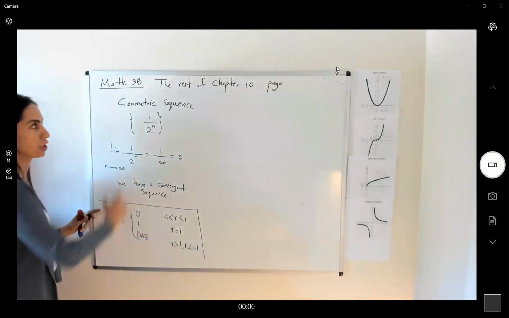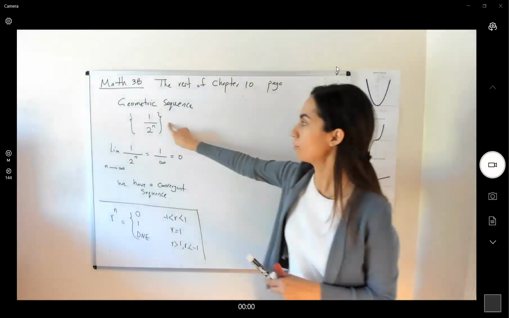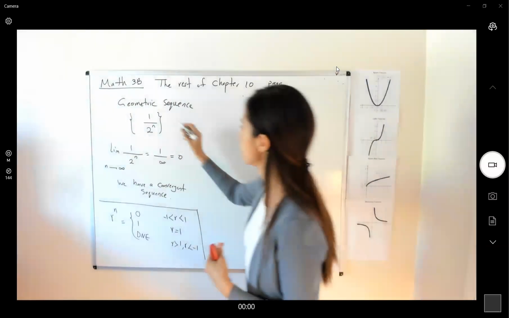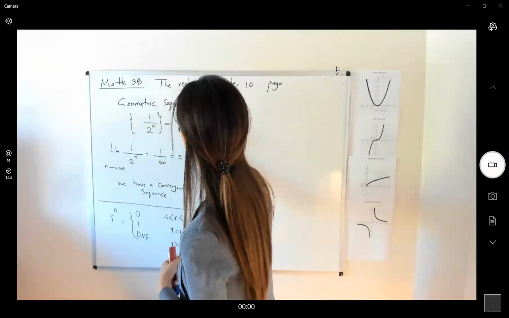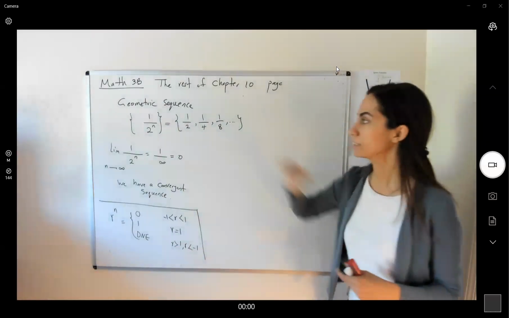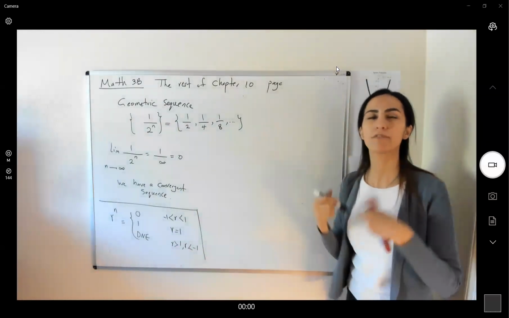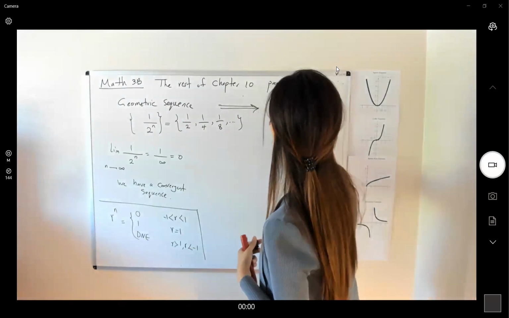This is the definition of geometric sequence. Now we take the terms of this sequence. This sequence has terms a half, a fourth, 1/8, and so on. We take the terms of this sequence and we define our new object, series.